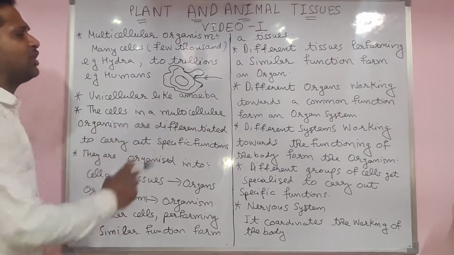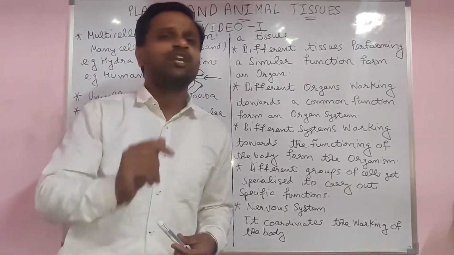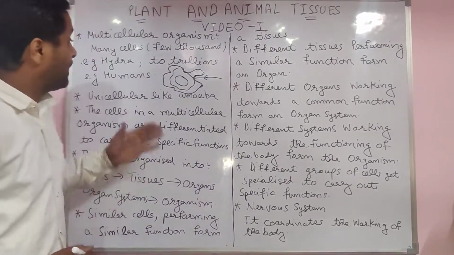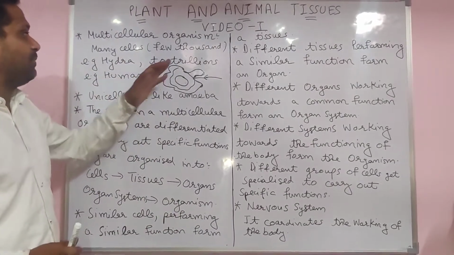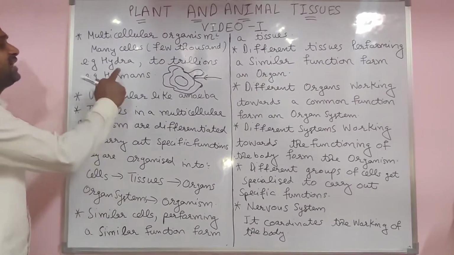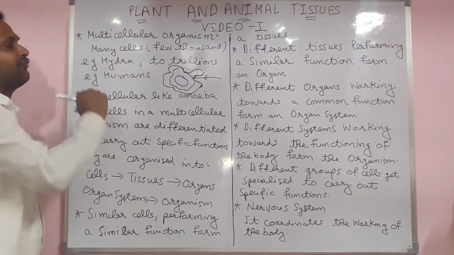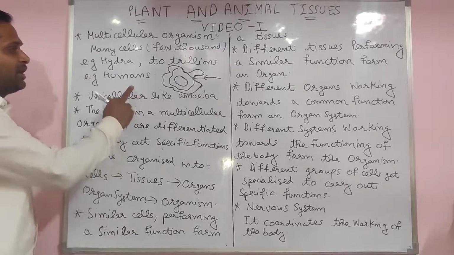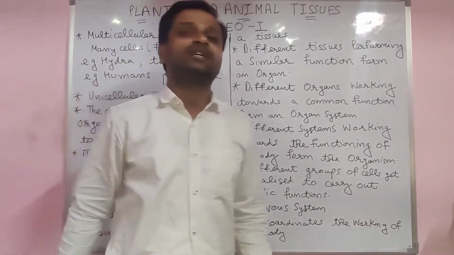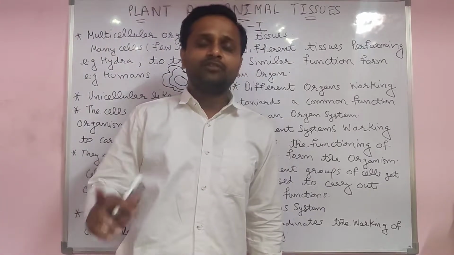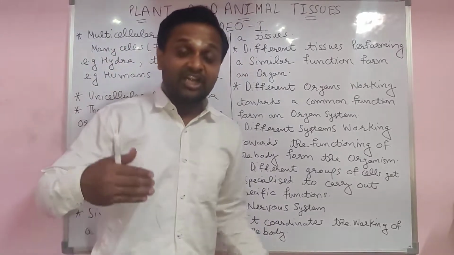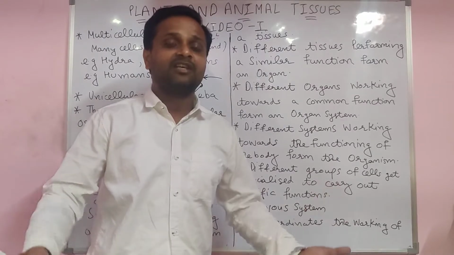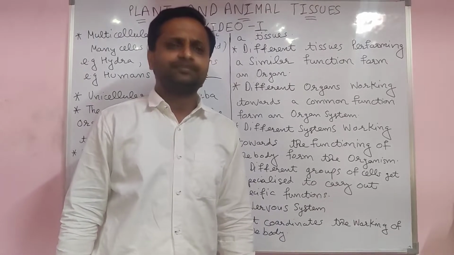A unicellular organism has a single cell only. A multicellular organism has more than one cell, a few thousand, maybe trillions. For example, Hydra has a few thousand cells. But the human body has trillions of cells. RBC, red blood cells, WBC cells, and platelets are there. There are a lot of types of cells.